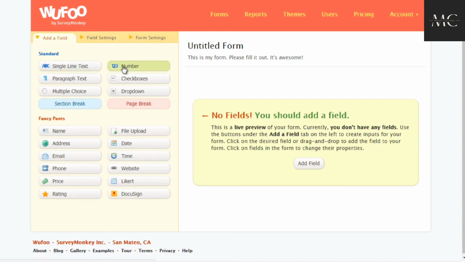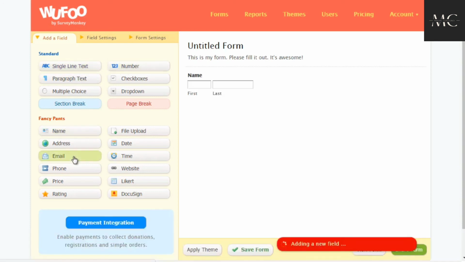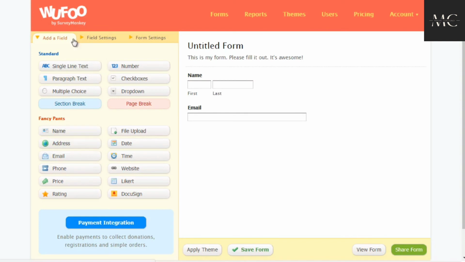So let's just enter here name and then email. So with Wufoo, you just click it and it automatically shows up here.